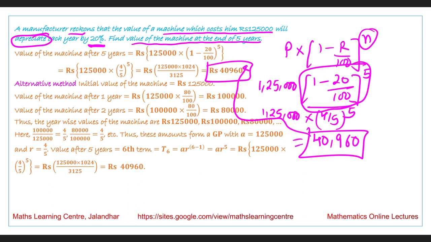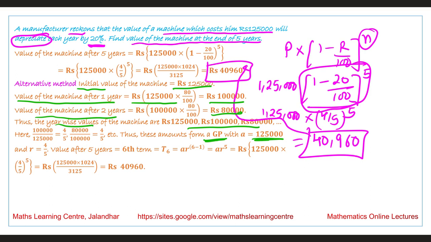If you manually want to calculate this value, we have the initial value of the machine, the value of the machine after 1 year, after 2 years, after 3 years, and so on. When we calculate these values, this forms a GP. The first term is this, the value of r is 4 by 5, and the sixth term will be given by this formula, and we will obtain this result.